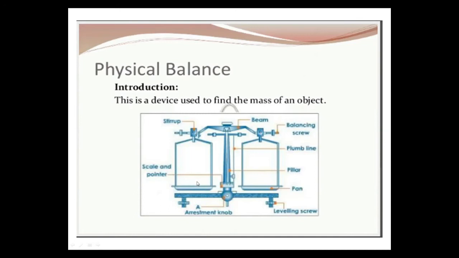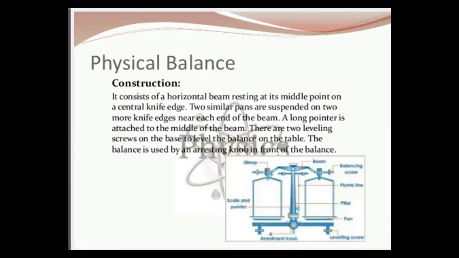When we find any type of weight, we put the thing into the left pan and the weight into the right pan, and find the weight by the help of the scale, which is mentioned in front of the scale pointer. You will see it by the help of the cursor. This is the scale pointer. Okay, now move towards another physical balance.